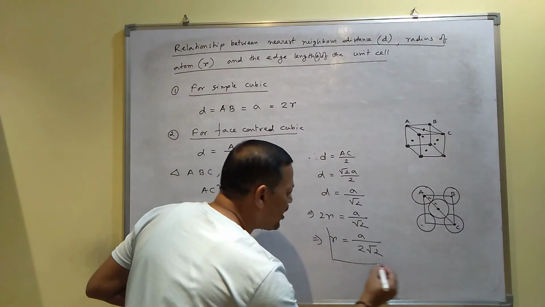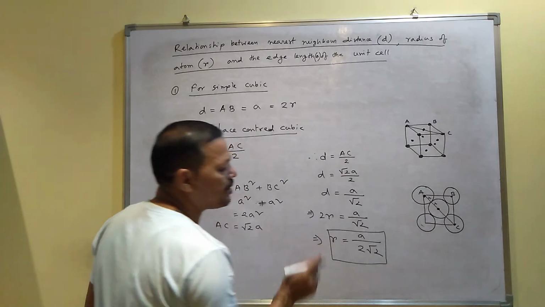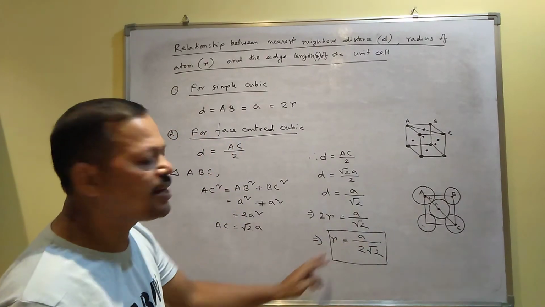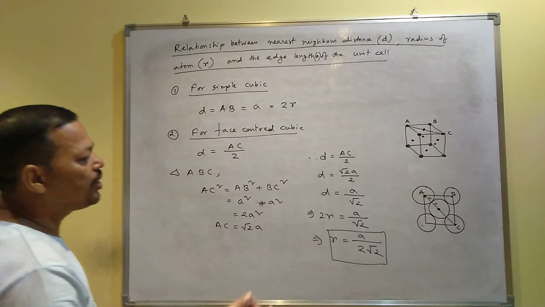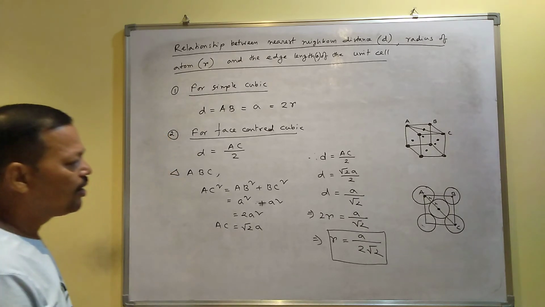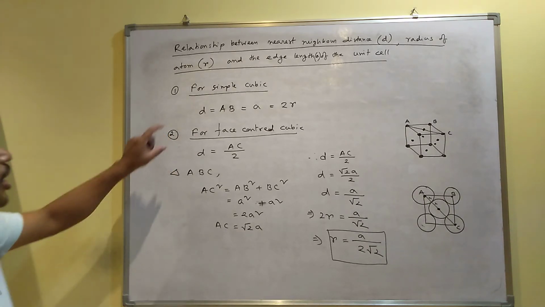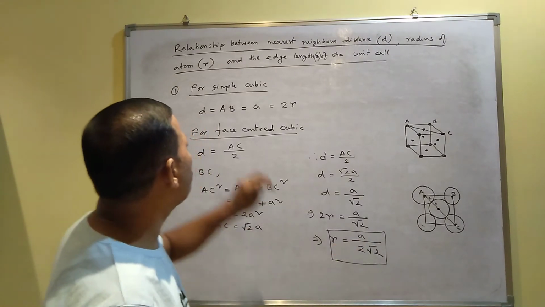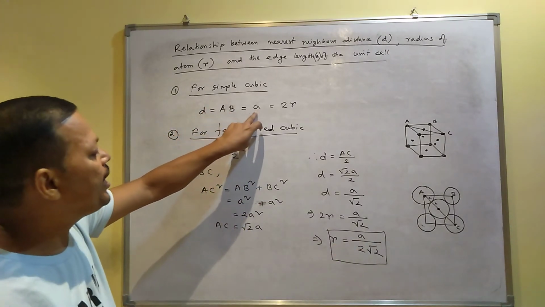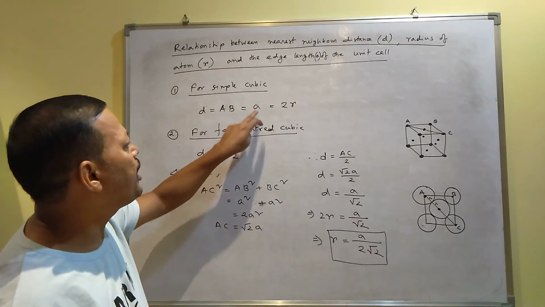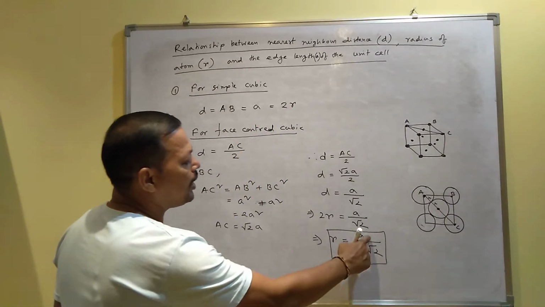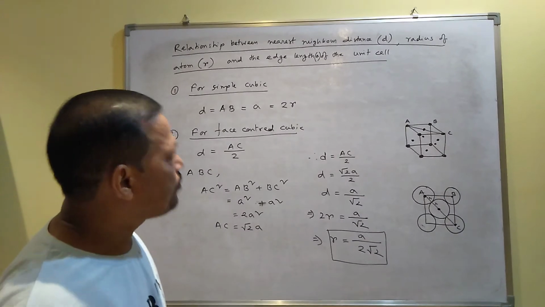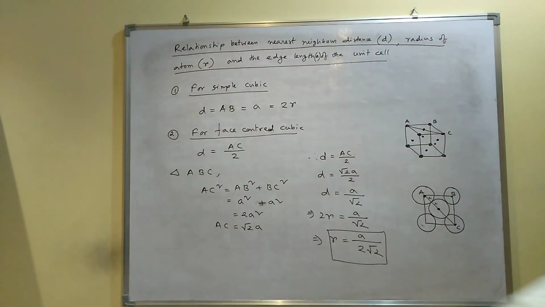These relations are very important. You should know what the relation is between edge length and radius, and between radius and nearest neighbor distance. For face centered cubic, the relation is R is equal to A by 2 root 2. But in case of simple cubic, you have A is equal to twice R, I mean R is equal to A by 2. But here R is equal to A by 2 root 2. So this is the process of finding the relation between the radius and edge length of the particle.